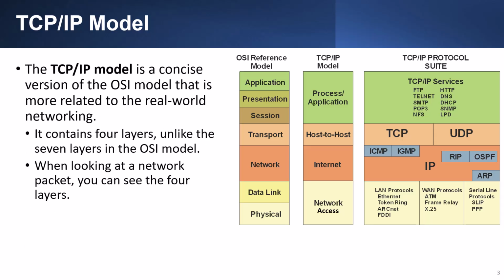The TCP/IP model is a concise version of the OSI model that is more related to real-world networking. It contains 4 layers, unlike the 7 layers in the OSI model. When looking at a network packet, you can see the 4 layers.